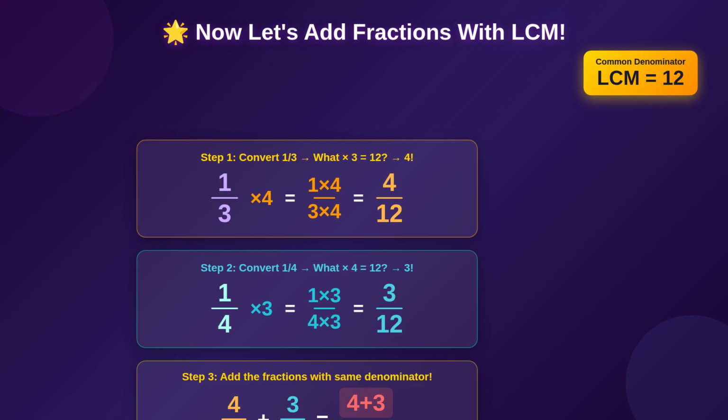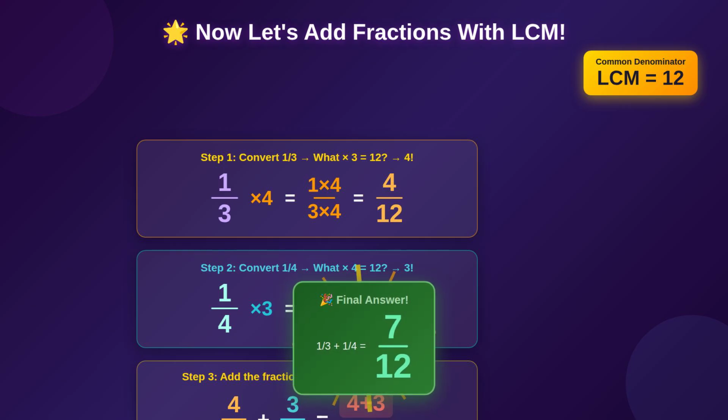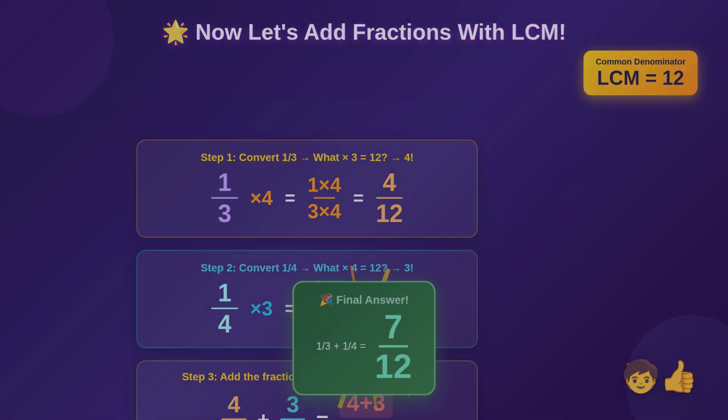For 1/4, what times 4 gives us 12? That's 3. Multiply top and bottom by 3. 1 times 3 over 4 times 3 gives us 3 over 12. Now add the numerators. 4 plus 3 equals 7. The answer is 7/12. Maya just nailed it.